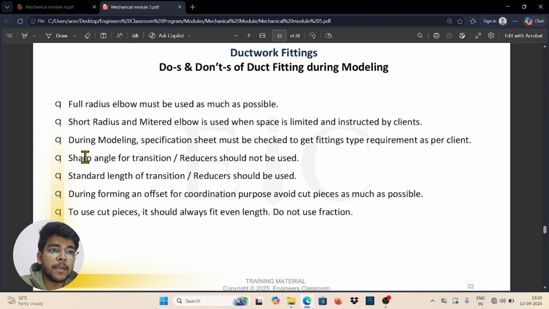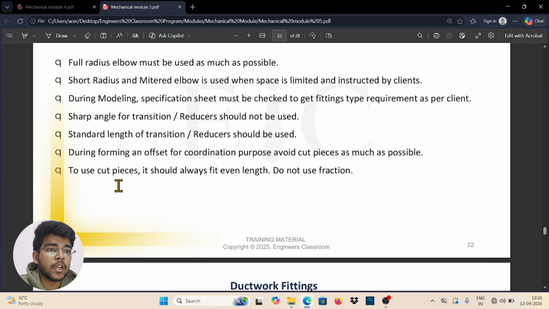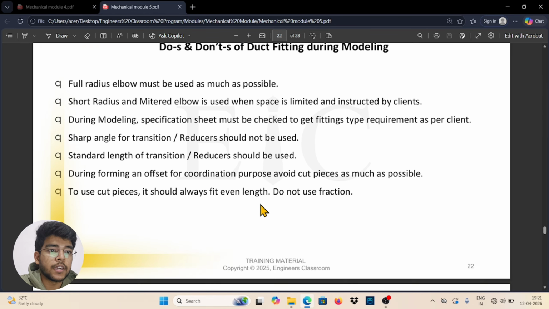And for a sharp angle transition, a reducer should not be used. If you have a sharp angle, a reducer should not be used. In the case of standard length of transition, you should use a reducer. During forming of an offset for coordination purposes, avoid cut pieces as much as possible. In the forming of coordination, you should not use cut pieces. You should avoid that. To use a cut piece, it should always fit an even length. Do not use fractions. So these are the dos and don'ts of duct fitting.